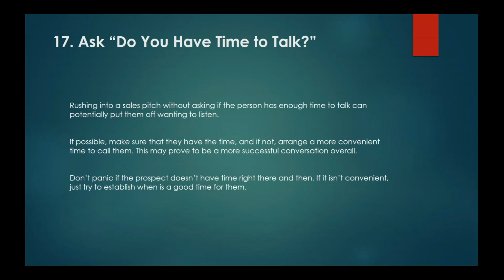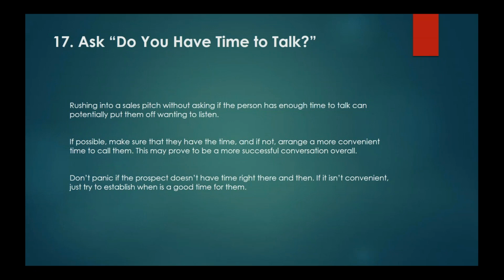probably don't want to do that. It might put them off. Or if you hear, for example, a lot of noise in the background, if you hear them talking to someone else, you might say, hey, is it a good time to talk? It's just a courteous thing. And if possible, if they don't have time to talk, arrange the time to talk. Again, it goes back to that, set that appointment. It could be a more successful conversation.